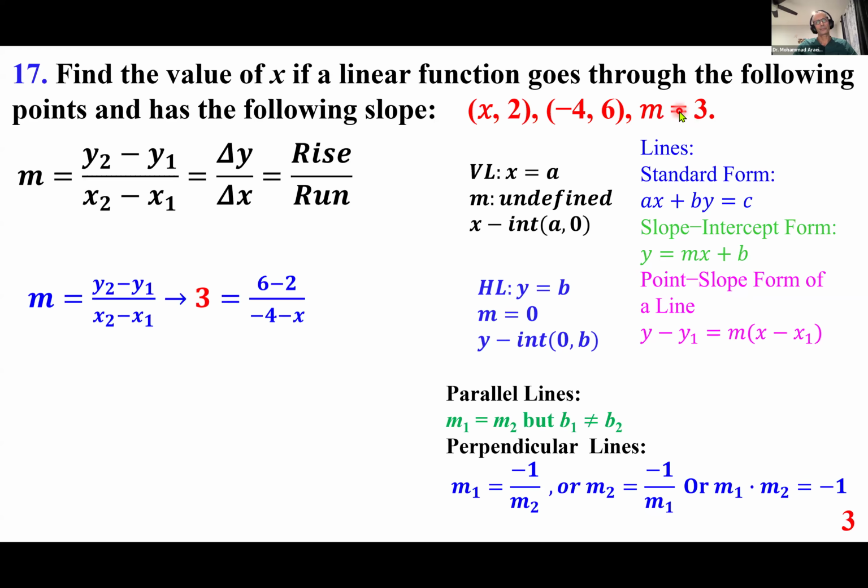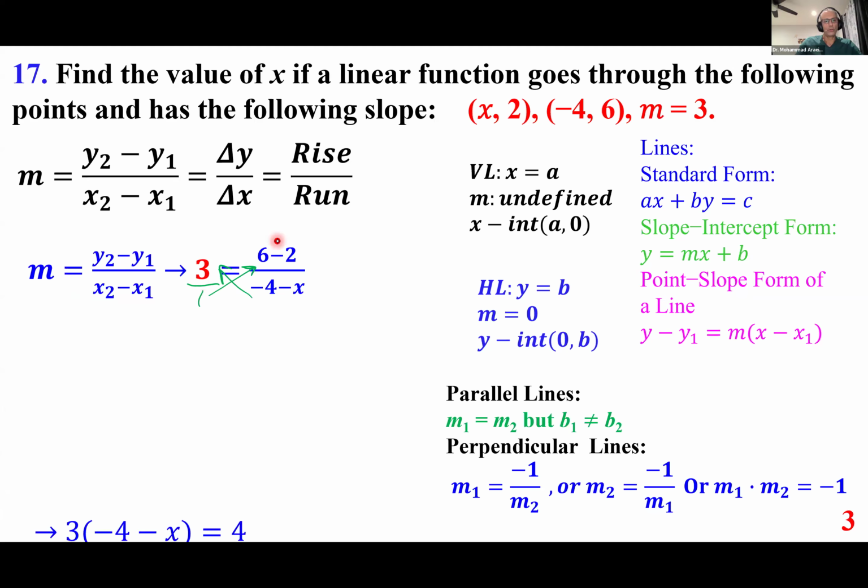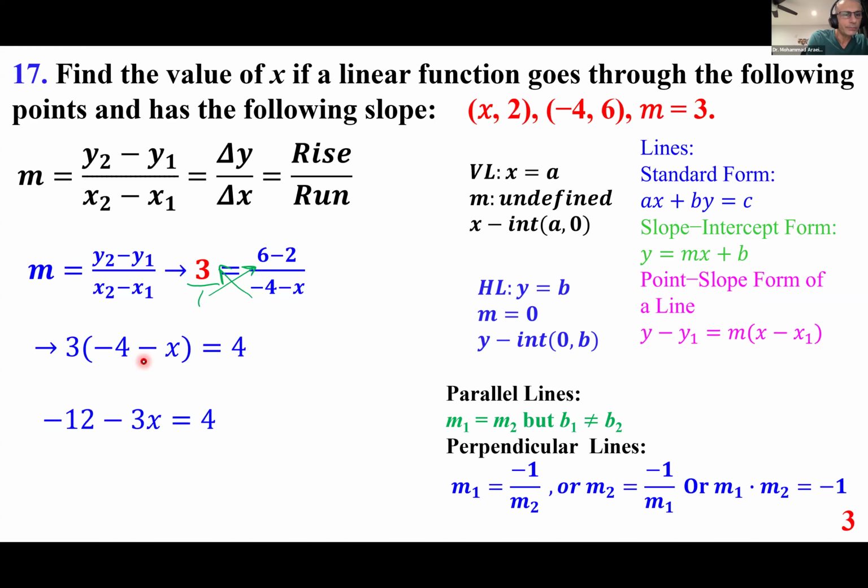which happens to be 3. Cross product. Multiply these two, multiply these two. It must be identical. 3 times negative 4 minus x equals 1 times 6 minus 2, which is 4. And so distribute: negative 12 minus 3x. Move, make it positive. You get 16, and x is negative 16 thirds.